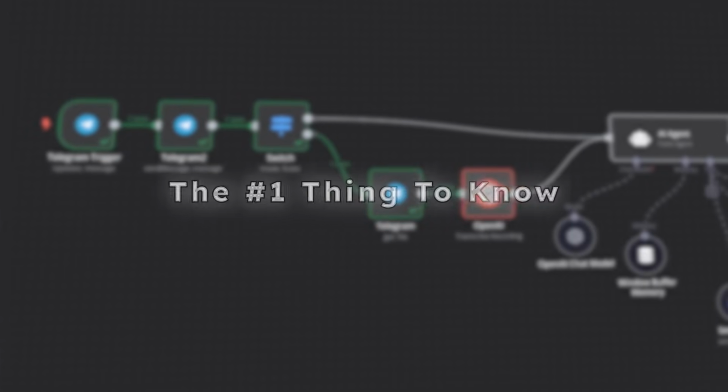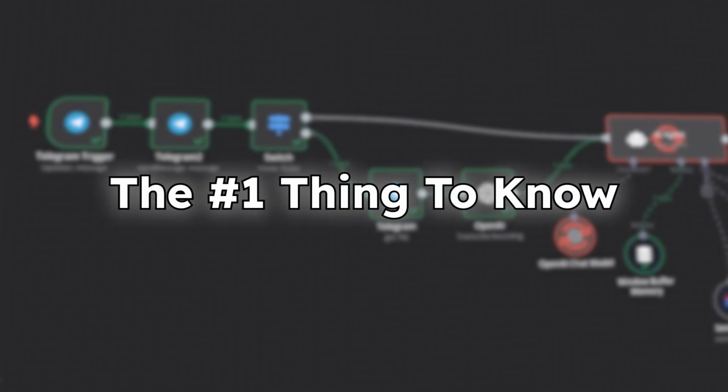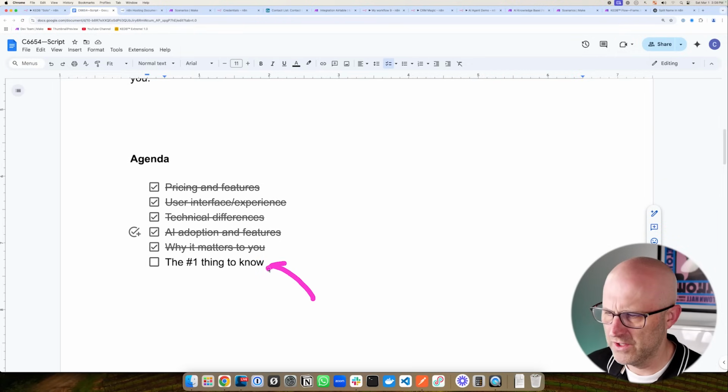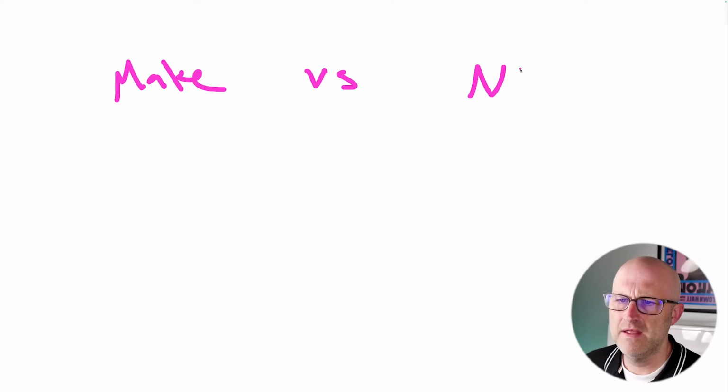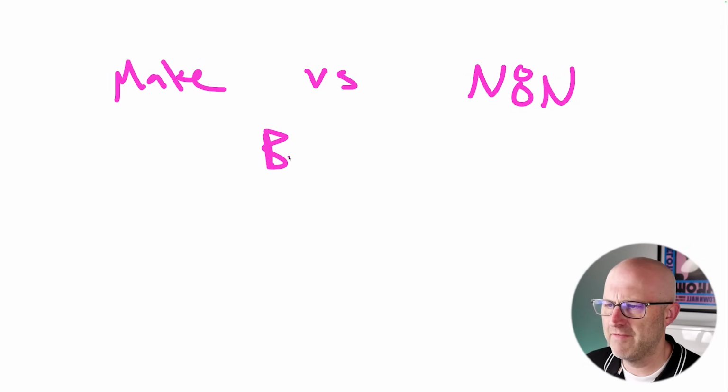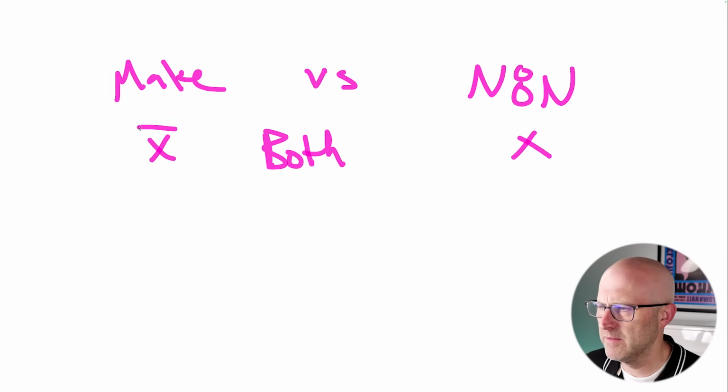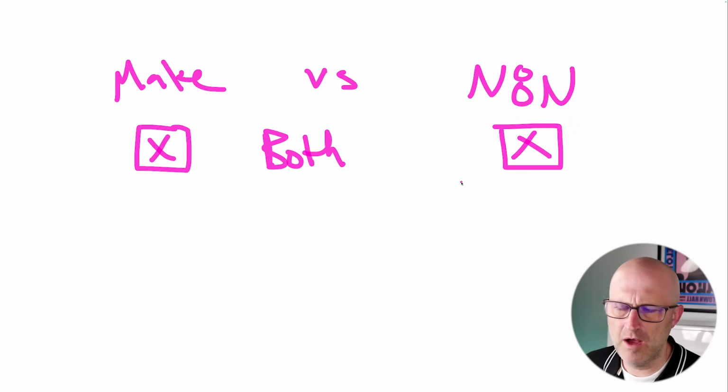All right, so given this, what is the most important thing to know when considering which automation platform you should use going forward? So now if we map this out, Make versus n8n, I think in general, what you're going to find is that both platforms can get the job done. In general, if you're building something, both of these platforms are going to be able to build it without much issue. One might be a little bit easier than the other, but both are going to accomplish essentially the same thing.